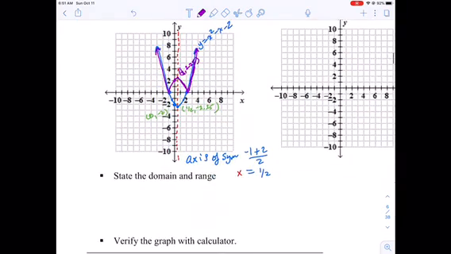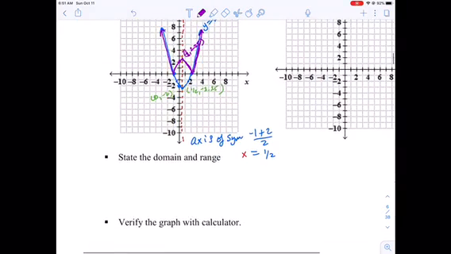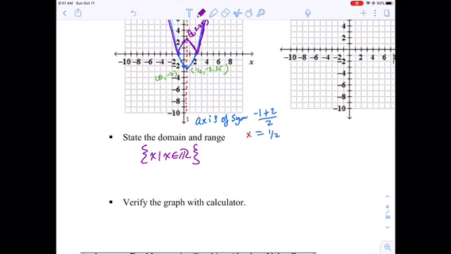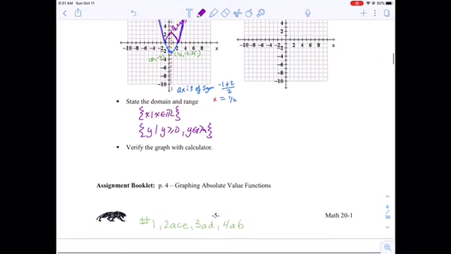Okay, the domain and range. The domain would be, of course, the same because our inputs are not changing. It's just the absolute value of our outputs that we're taking, right? So it's really our outputs that are changing. X is all reals. Y is greater than or equal to 0. And there we have it.